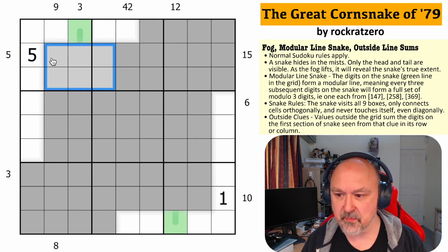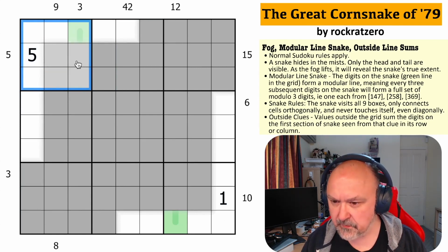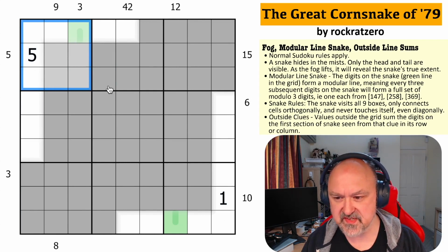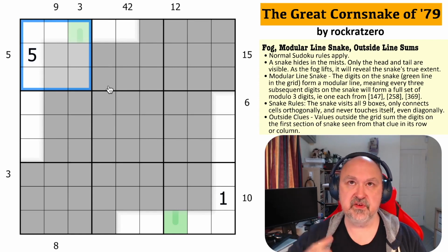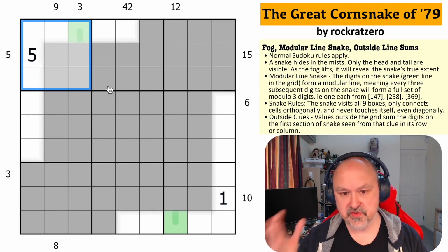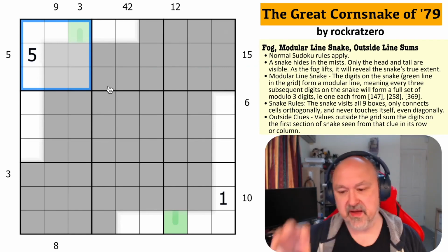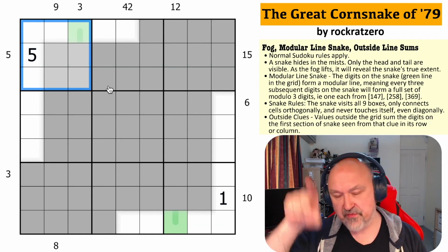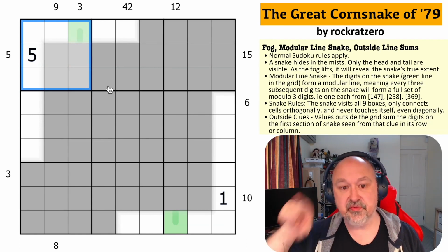Normal Sudoku rules apply. Place the digits 1 to 9 in each row, in each column, and each box without repetition. There is a modular line snake. The digits on the snake form a modular line, meaning every 3 subsequent digits on the snake will form a set of modulo 3 digits, which means one will be from 147, which is, if you divide it by 3, there will be a remainder of 1, one from 258, and one from 369. So all you need to think about is, if you look at the numeric keypad, either in SudokuPad or on your keyboard, the vertical banding, 147, 258, 369, in each set of 3 digits along the line.